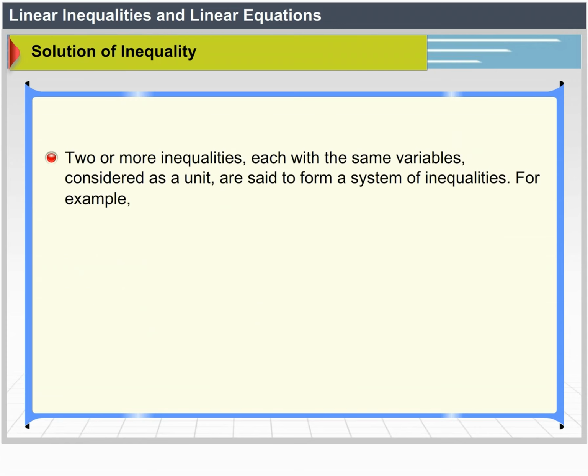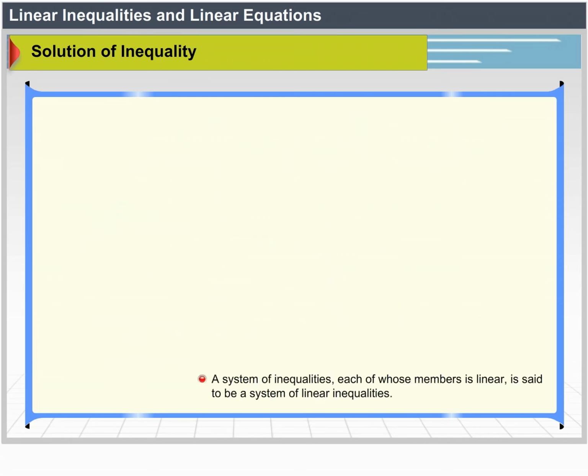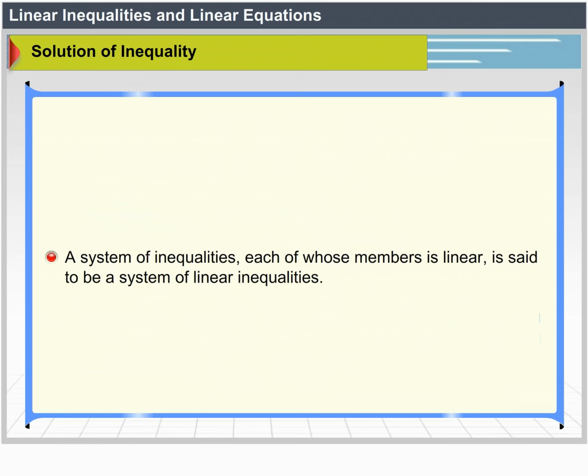Two or more inequalities, each with the same variables considered as a unit, are said to form a system of inequalities. For example, x greater than or equal to 0, y greater than or equal to 0, 2x plus y greater than or equal to 4. A system of inequalities, each of whose members is linear, is said to be a system of linear inequalities.